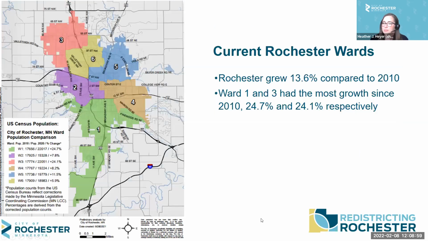Speaking of those wards, here is our current ward map. Overall, we can see there was about 13.6% growth compared to 2010, but some wards grew faster than others. In the legend of this map, on the farthest right-hand side, there's a percent change for each of the wards. We know that Ward 1 and Ward 3 had the fastest growth, with 24.7 and 24.1% change since 2010, and I will go through each of these wards individually here.